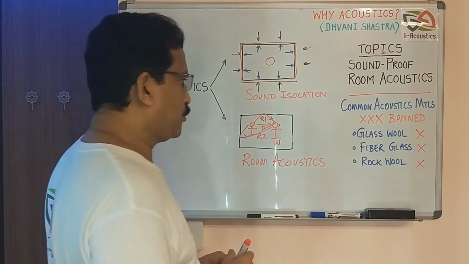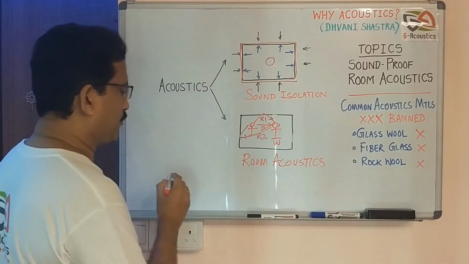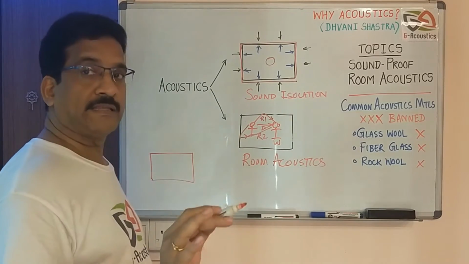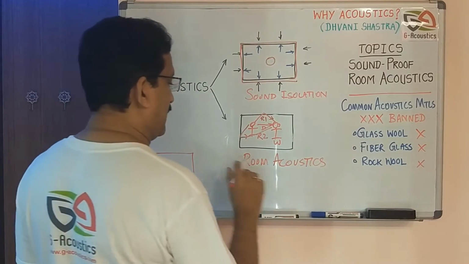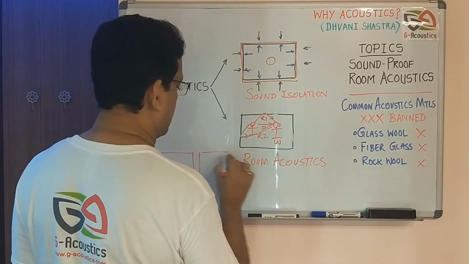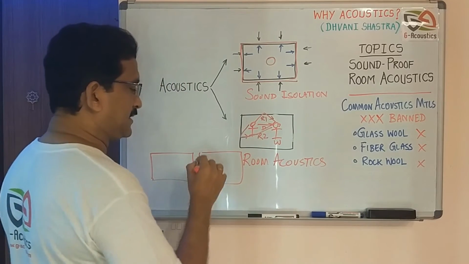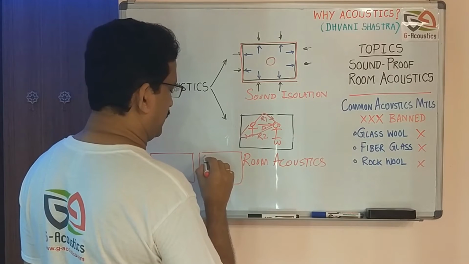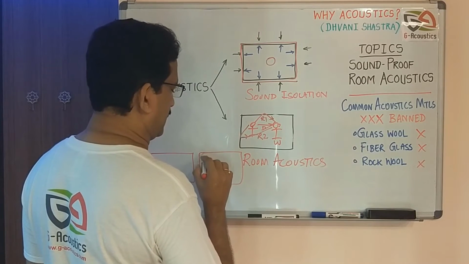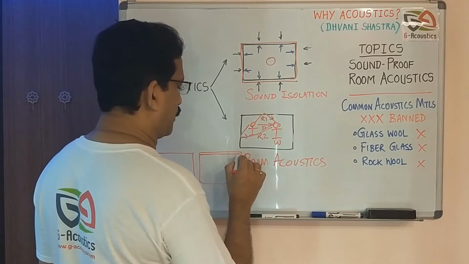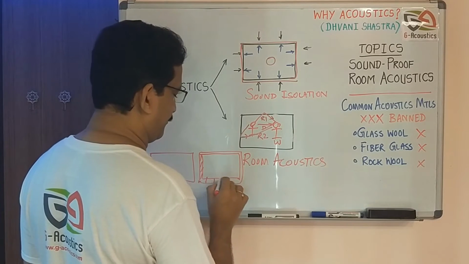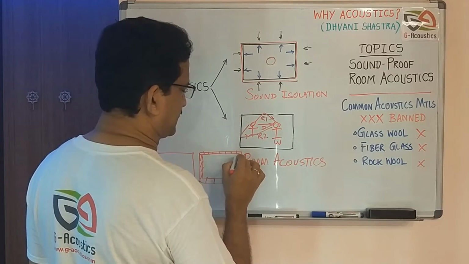Now let me take two typical examples in room acoustics. One is a totally empty room like that, right? And another room is, let us take, all furnished, and you have all the absorbent material. Let us assume that all the four walls we have covered with an absorption material. Just a typical example, right?